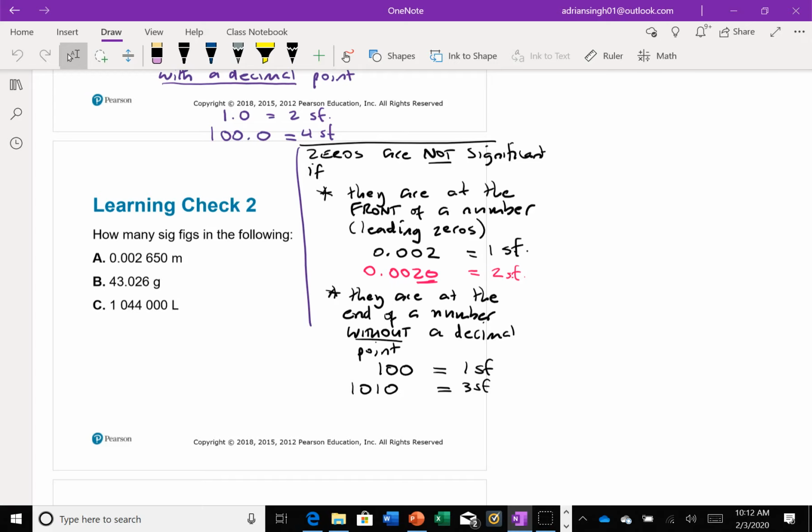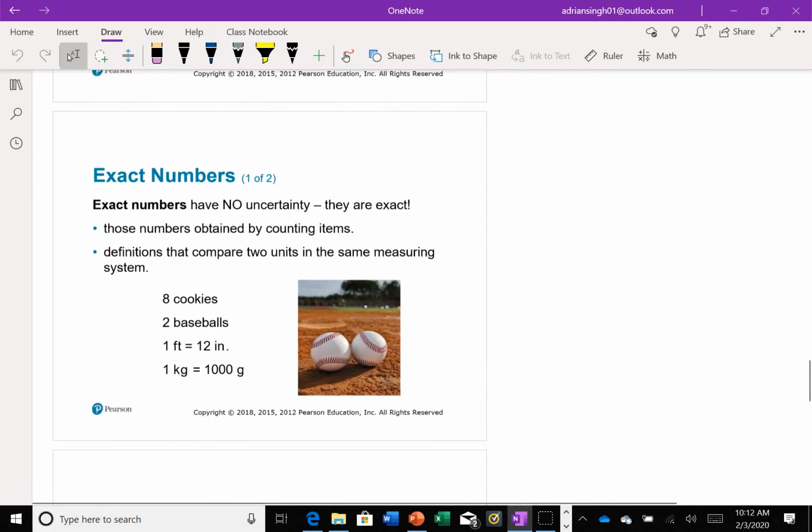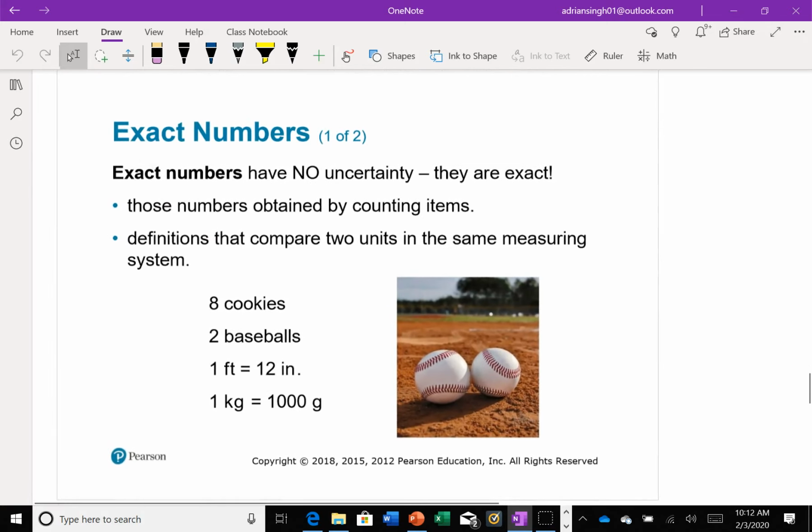Measured numbers which have uncertainty associated with them are very different than what are called exact numbers, right? And an exact number is one in which there is no uncertainty. That sounds like a double negative, which can sometimes be confusing. What an exact number is means exactly that. It is exact. And there are a couple ways by which we're going to encounter exact numbers.